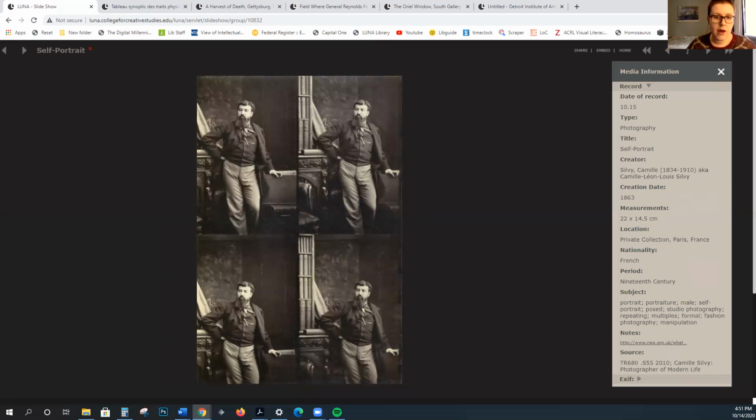Okay, so that is kind of a rough overview of photography, how it works, as well as its significance to the art world, as well as science.